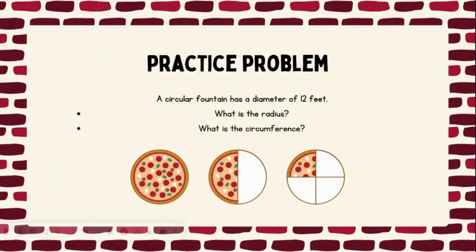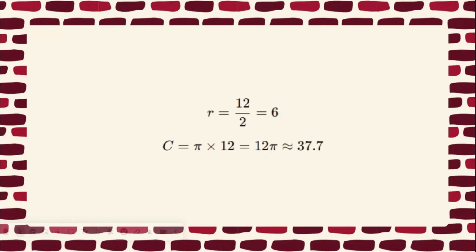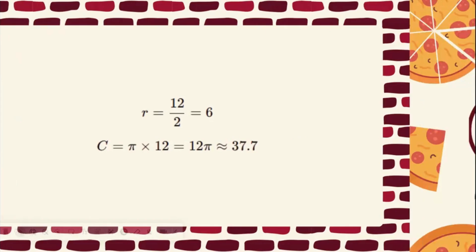So here's the answer. The radius is 6. According to this problem, the diameter is 12 feet, so 12 by 2 is 6. The circumference would be pi times the diameter, which is 12. So 12 pi, and that's about 37.7.